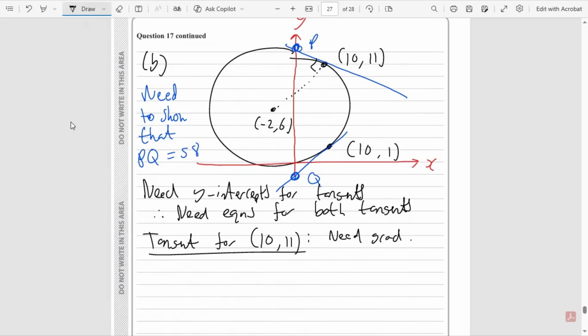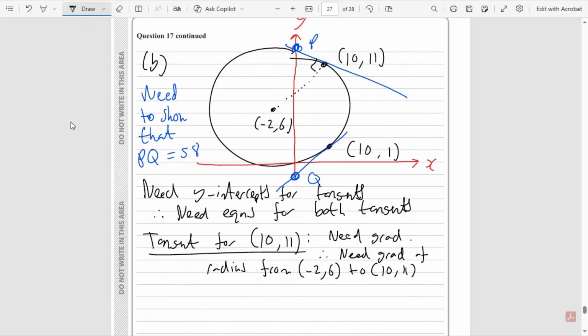So to get the gradient of the tangent, you need the gradient of the radius, and then you take the negative reciprocal of the gradient of the radius. So therefore, we need the gradient of the radius from the center to (10, 11).